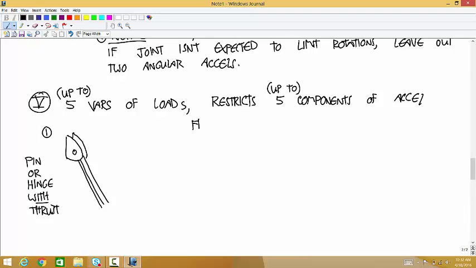A free body diagram looks like this. The motion of this member at that point is totally restricted, the translation, so there's a full force vector. And then rotations are still allowed, obviously, about the pin axis, but there's no rotation allowed about either of these two axes. And so that's 1, 2, 3, 4, 5 variables.